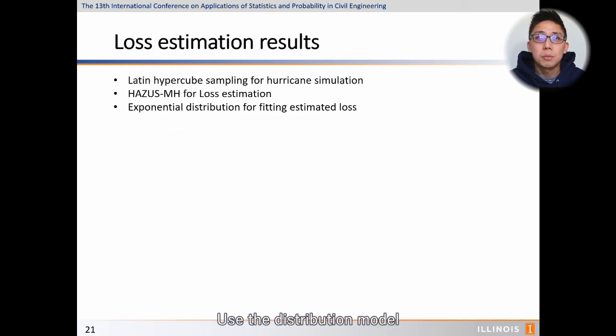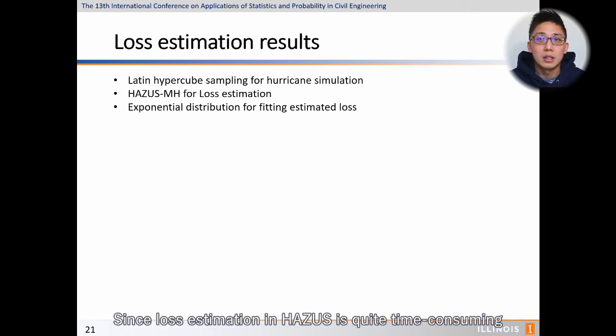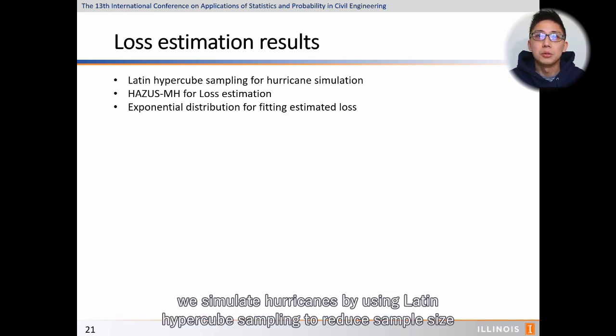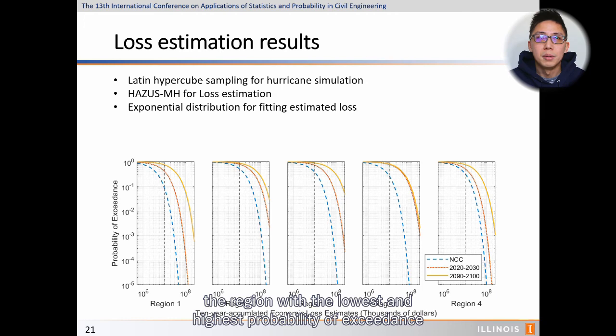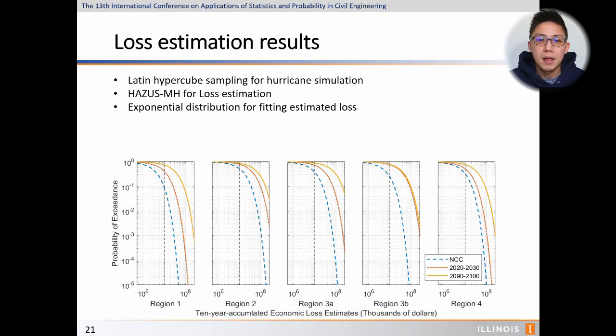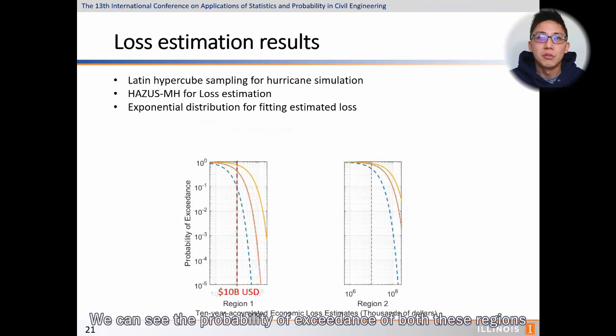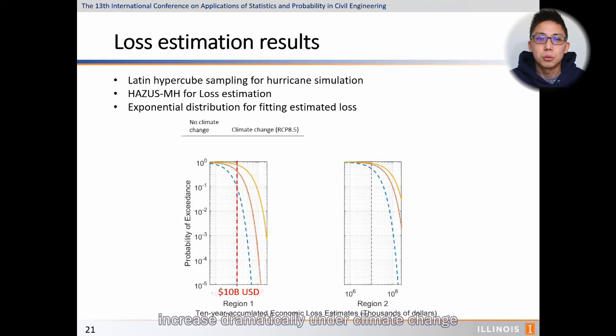So using the distribution model, we can simulate hurricanes. Since the loss estimation in hazards is quite time-consuming, we simulate hurricanes using Latin hypercube sampling to reduce sample size. So this is a result. If we set $10 billion as a standard, the regions with lowest and highest probability of existence are region 1 and region 2. And we can see the probability of existence of both these regions increases dramatically under climate change.